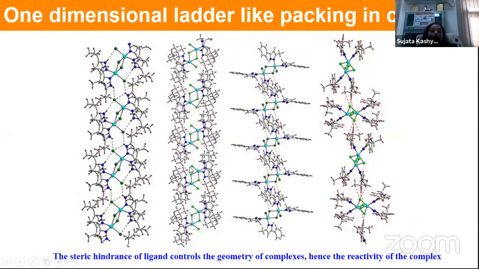And it has been noticed that in each of these cases, we get one-dimensional ladder-like packing in all the 4 complexes, but their packing is entirely different. In all the 4 cases, we get one-dimensional chain-like packing, but all the 4 packings are different from each other. Therefore, we can say the steric hindrance or the substitution present on the 3,5 position of the ligand controls the geometry of the complex and hence the reactivity too. We did some reactivity tests and found that the substitution present there controls the orientation of the molecule and ultimately the reactivity too.